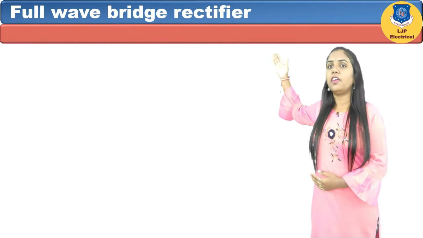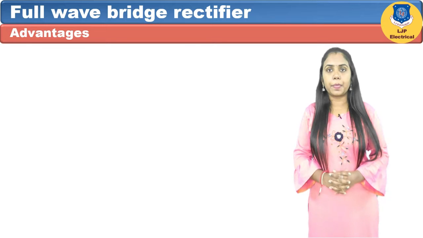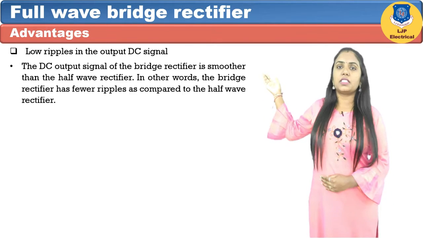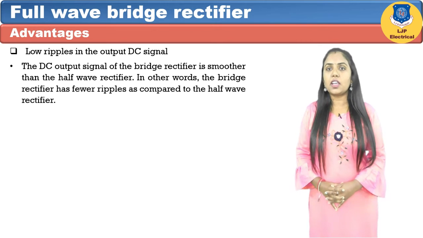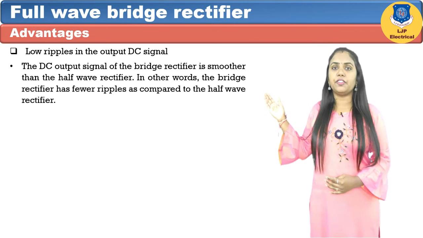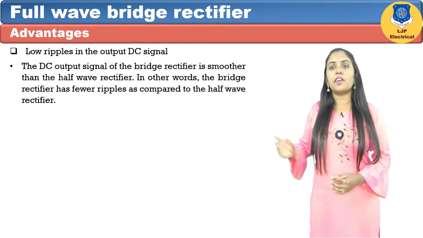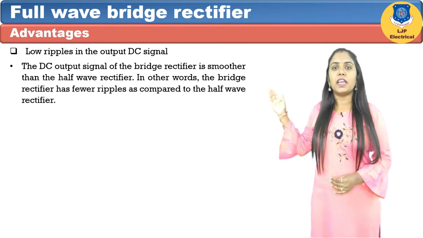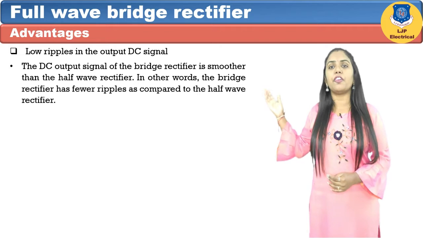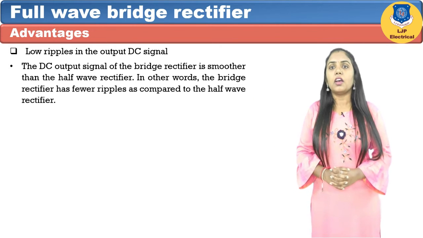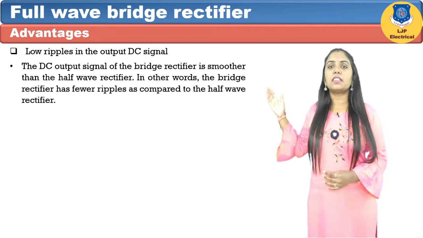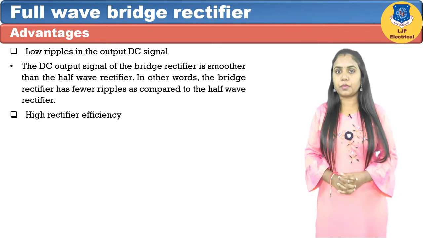The next is advantages of bridge rectifier. The first advantage is low ripples in the output DC signal. The DC output signal of the bridge rectifier is smoother than that of the half wave rectifier. In other words, the bridge rectifier has fewer ripples as compared to the half wave rectifier. However, the ripple factor of the bridge rectifier is the same as the center tap full wave rectifier.